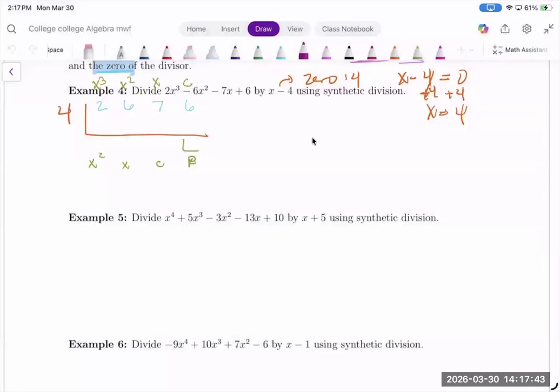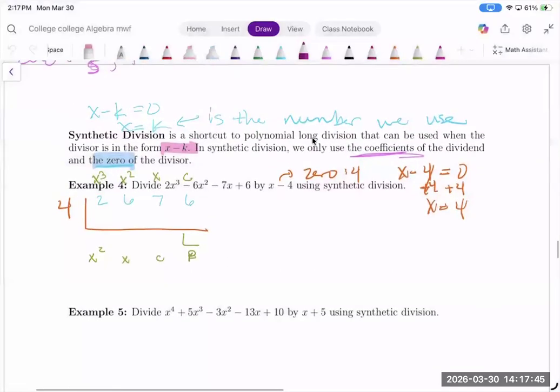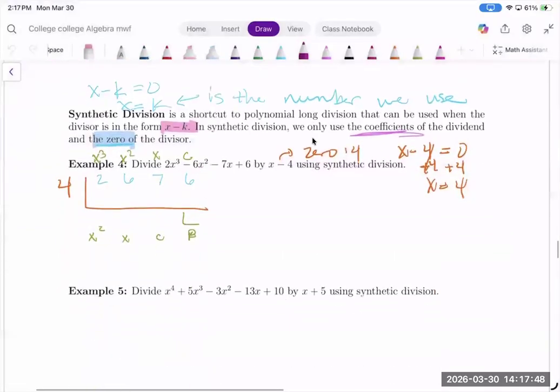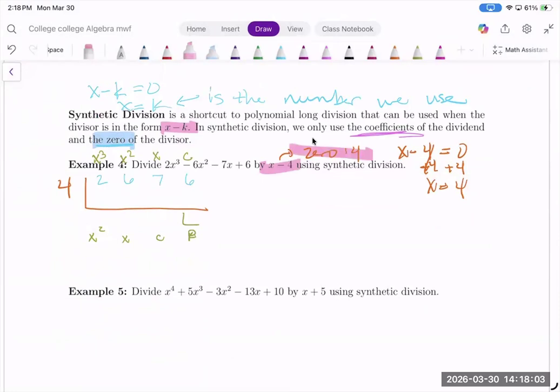Nice. Okay, perfect. So we left off class by talking about long division. Now we're at synthetic division. So we have the start to the setup. We are dividing by the zero. Remember, if the factor is x minus 4, then the zero is the 4. So that's how we got this number. Then we only use the coefficients of the equation. So that's the 2, the -6, the -7, and the +6.